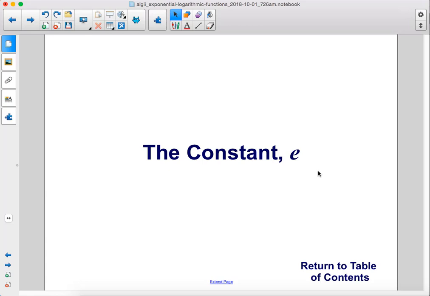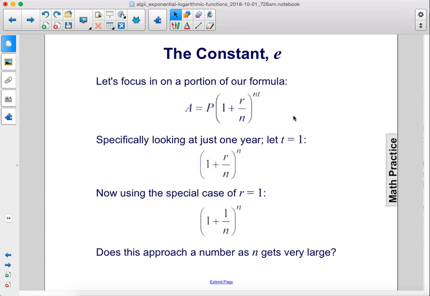The constant e. Let's focus in on a portion of our formula. Here's our formula, A equals P times (1 plus r over n) raised to the nt power. Specifically looking at just 1 year, let t equal 1. So now it's just to the n power because t is 1. Now using the special case of r equals 1, so the rate equals 1, so now this is (1 plus 1 over n) to the n.